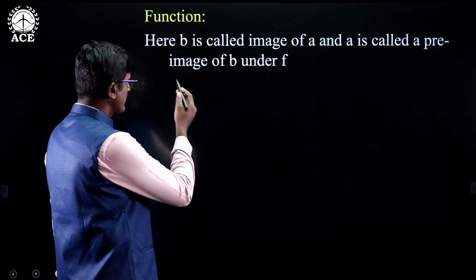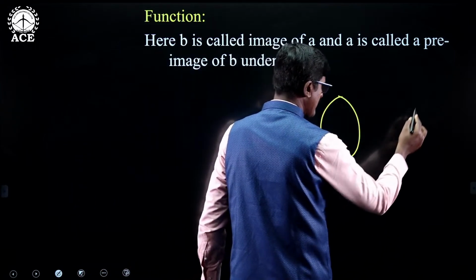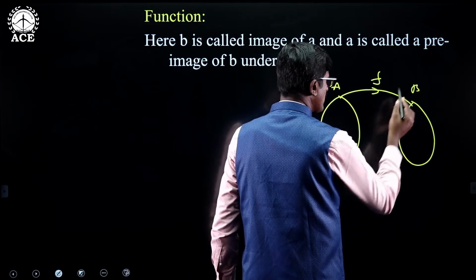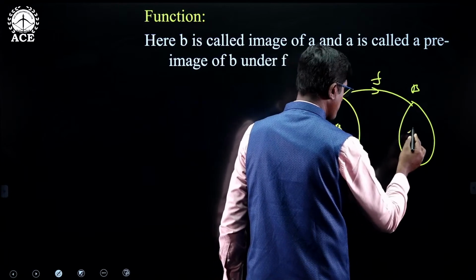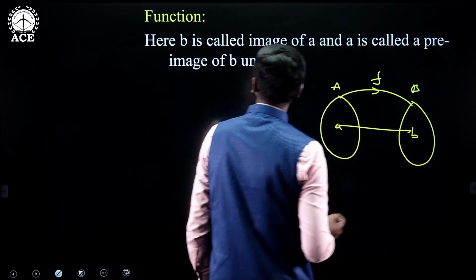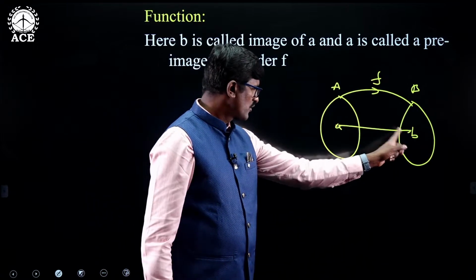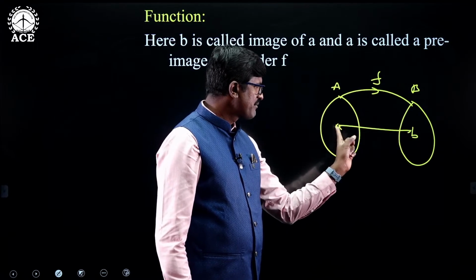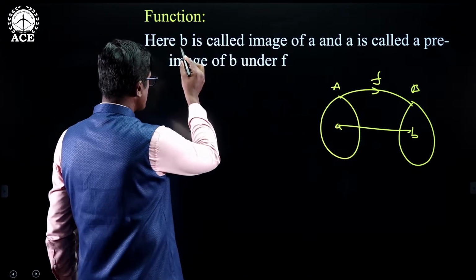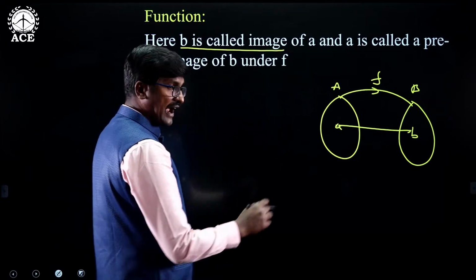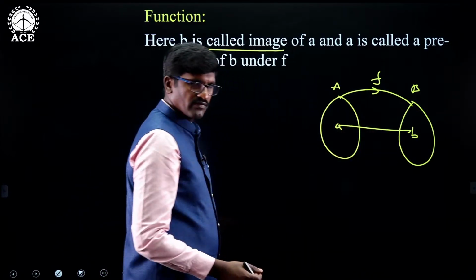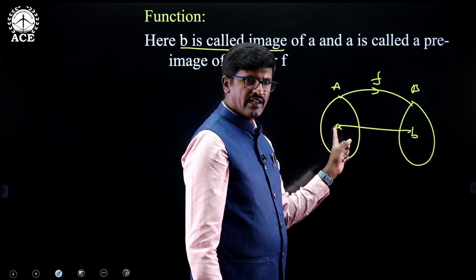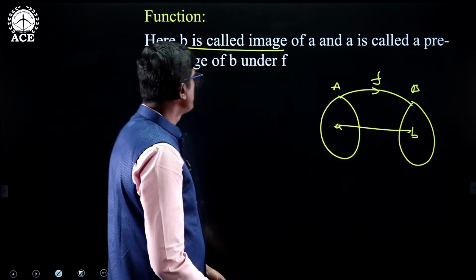Now, these are some other points related to functions. Here, I told you that there is a mapping like this. This is A and this is B. This is the mapping F from A to B. A is mapped to B, right? So what is the name of B for A? B is called the image of A. And conversely, A is called the pre-image of B. So for this mapping, B is called the image of A and A is called the pre-image of B under the function f.